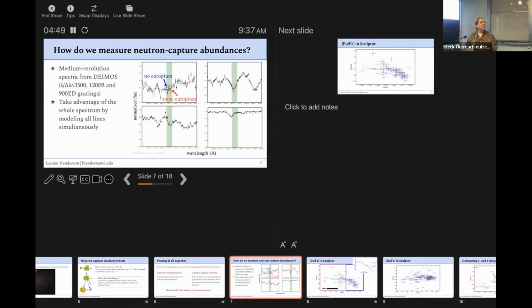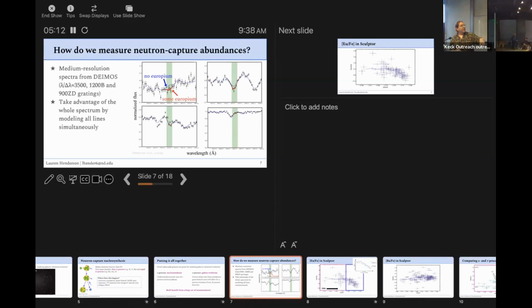This is really great because typically neutron capture abundances are measured with high resolution spectra, which greatly limits the number of abundance measurements we can get in these galaxies. But if we can use medium resolution spectra, and get lots and lots of measurements, we can even better characterize how these elements are changing over time. The caveat, of course, is that we're using medium resolution spectra now, which is a bit more difficult.